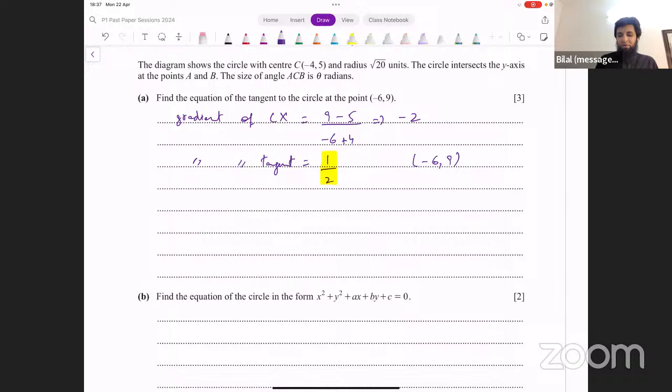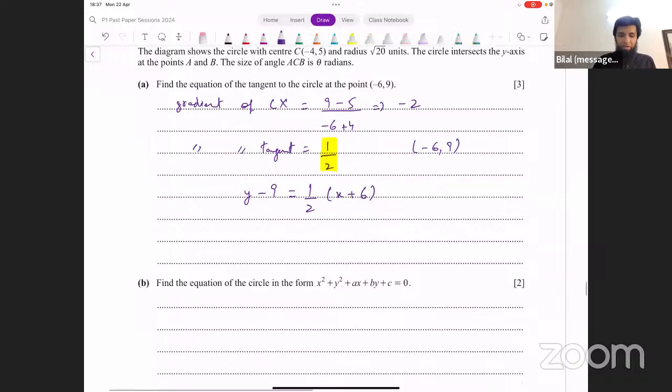We can just write down that equation. y minus y1, that's y minus 9 equals m, which is 1 over 2, into x minus x1, that's x plus 6. And that's the equation that we were looking for. We can leave it like this because the question does not require us to write the answer in a particular form. So we can leave it like this and that's perfectly okay.